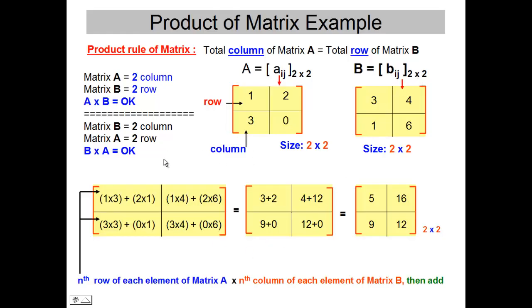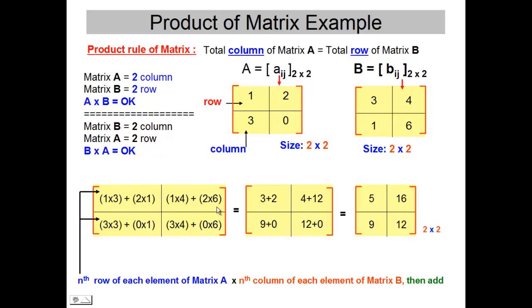Now check the process of multiplication. The nth row of each element of matrix A is multiplied by the nth column of each element of matrix B, then add. So first row first element: 1 multiplied by 3 plus 2 multiplied by 1. This is the first row first element. First row second element: 1 multiply 4 plus 2 multiply 6.